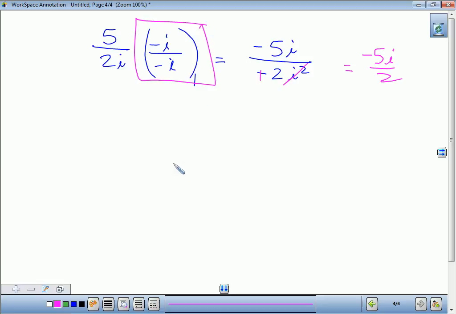So if it's just imaginary, all you have to do is multiply the numerator and denominator by -i over -i. But if it's complex, let's say we have 3 over 5 minus i. Instead of multiplying by -i, which won't get rid of the imaginary part in the denominator, we have to multiply by what's called the conjugate.